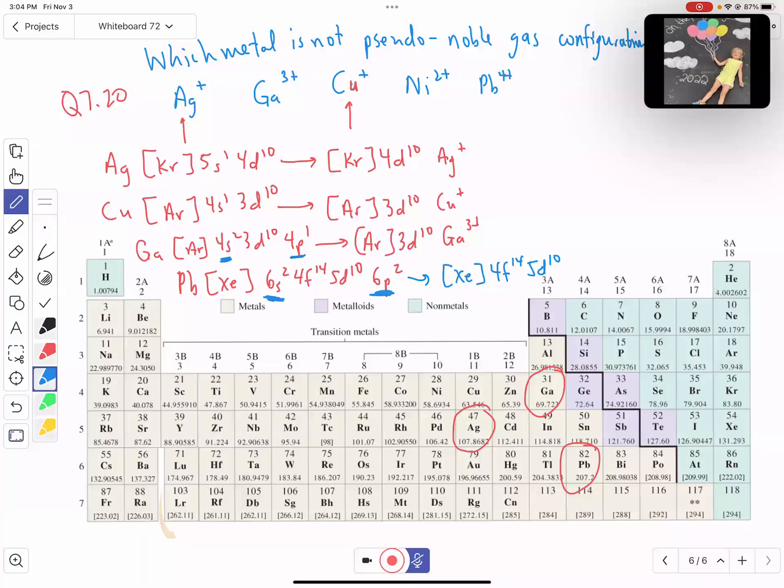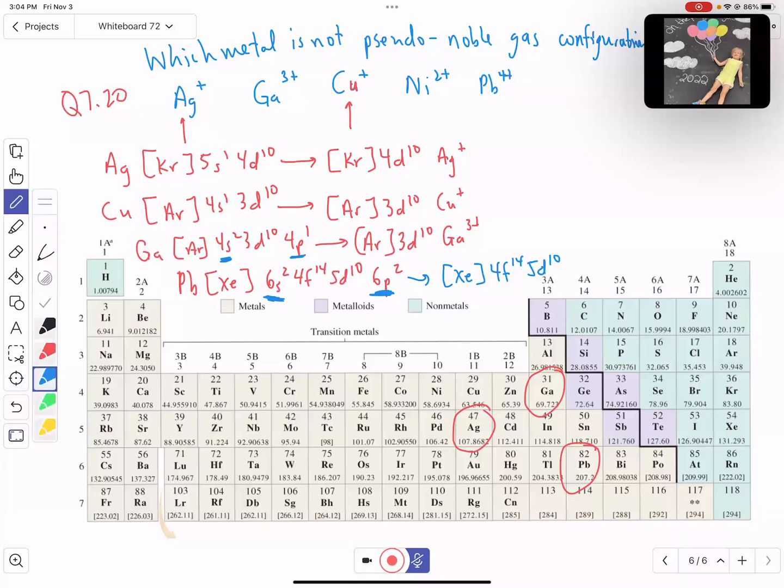So a pseudo-noble gas configuration is essentially when we have that full d shell, and we consider that part of the core electrons. So silver plus 1, copper plus 1, gallium plus 3, lead plus 4, all of those are a pseudo-noble gas configuration because once they lose their valence electrons, everything they have left is essentially a full orbital, right? They've got a full d orbital or full f and d orbital.